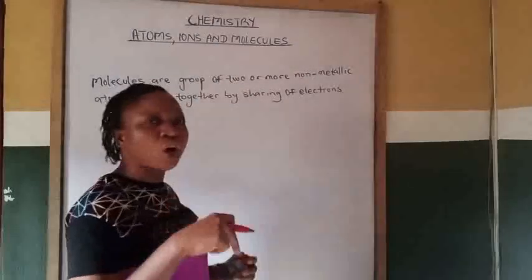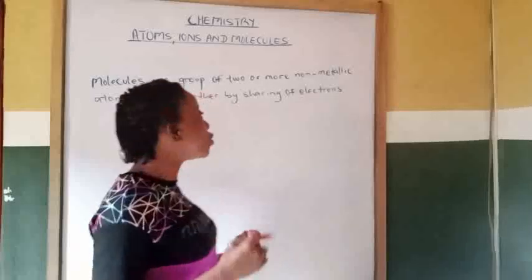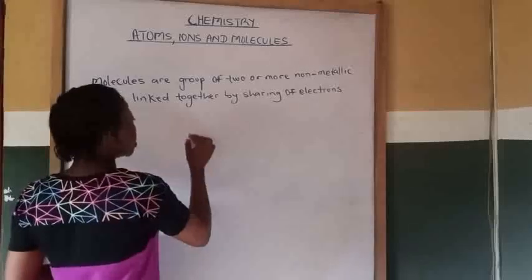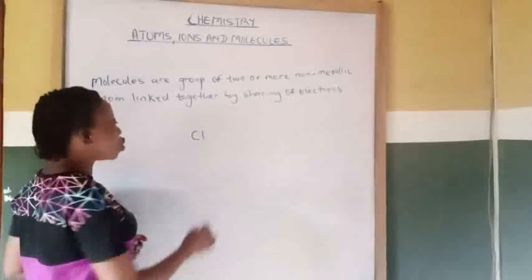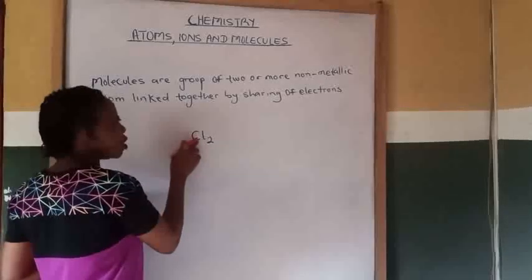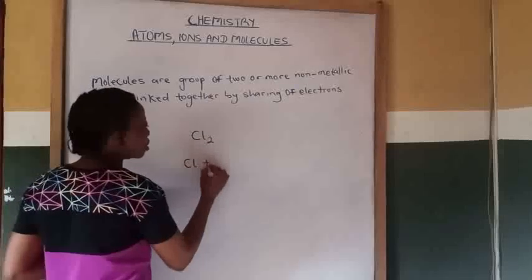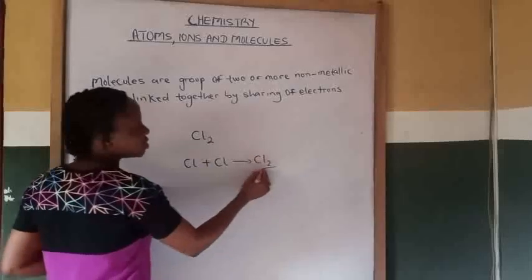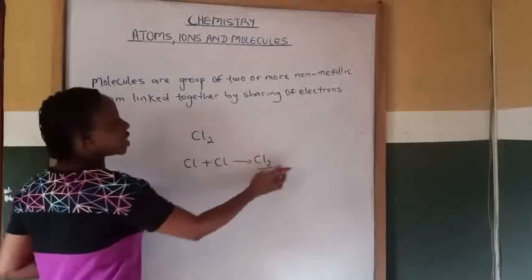So when two or more non-metallic atoms are combined together, linked together by covalent bond, we call this what? A molecule. So let's take for example, chlorine is an atom. When you put two at the base, you have two atoms of chlorine. Then one chlorine plus another chlorine are covalently bonded together to give us Cl2. So two atoms of chlorine join together to give us Cl2.